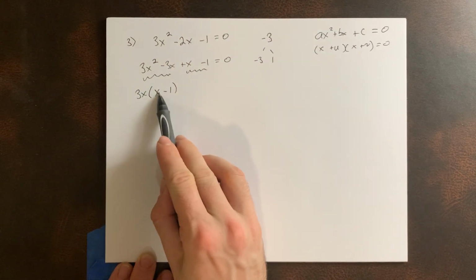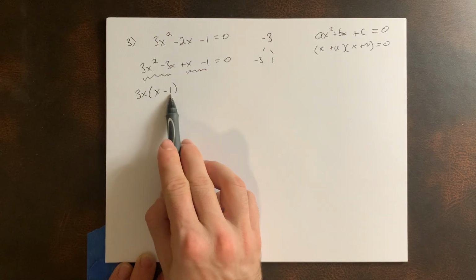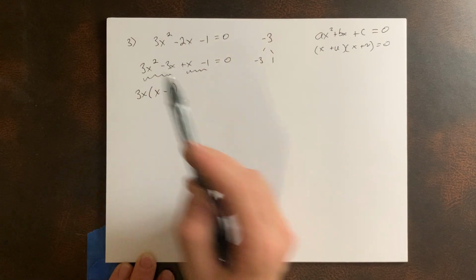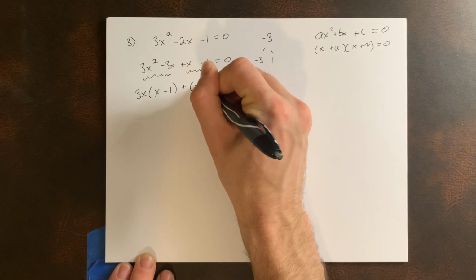Again, so we multiply back through, 3x times x, that's 3x squared. 3x times minus 1, that's minus 3x, so that's good. And there's nothing to factor out here. We're just going to rewrite this as plus x minus 1.